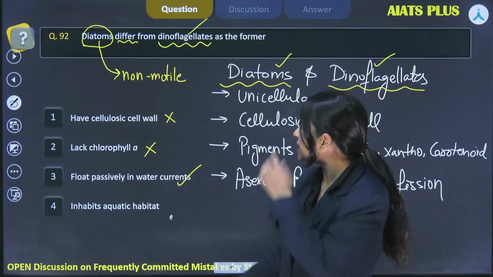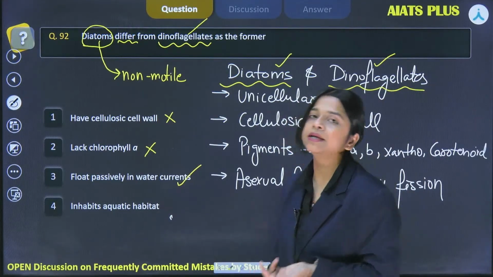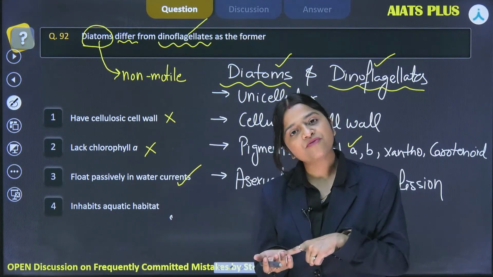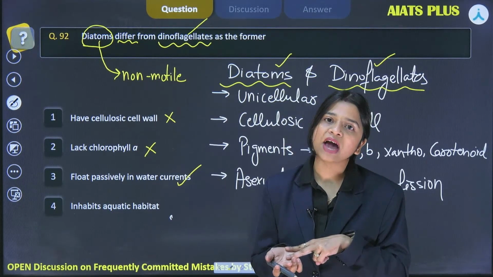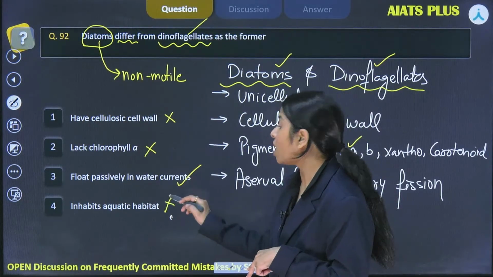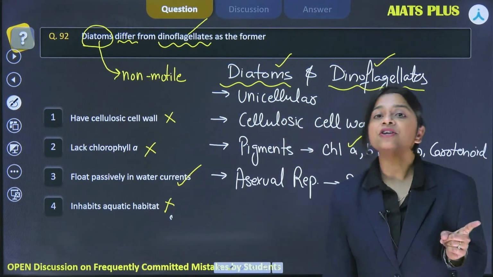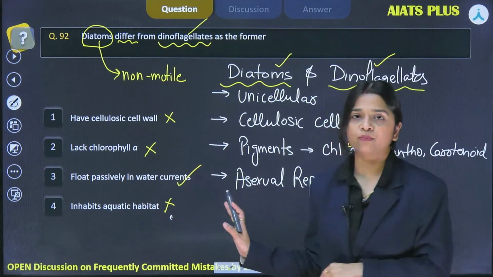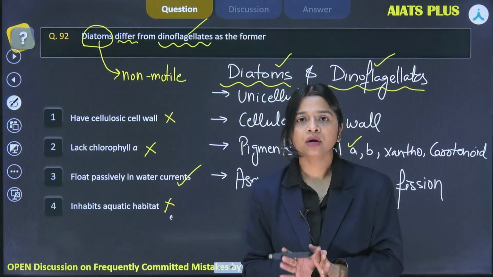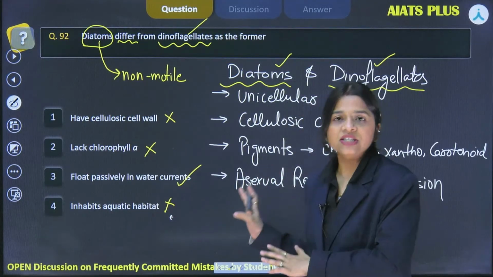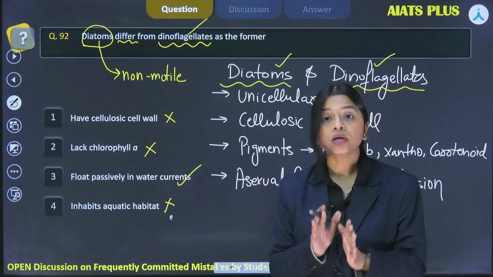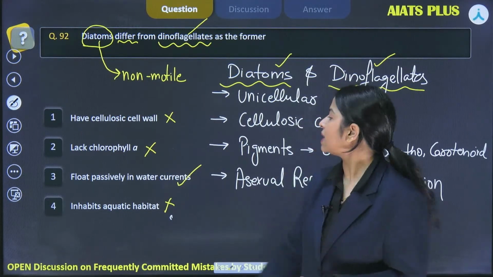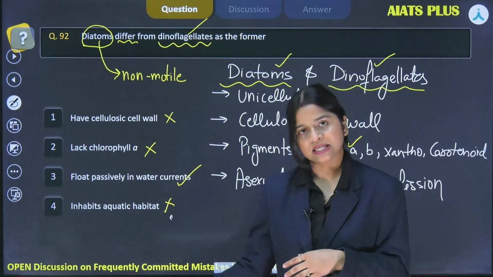And the fourth option is inhabits aquatic habitat. Obviously, both are found in aquatic habitat. They can be found in fresh water, they can be found in marine environment also. So both of them are aquatic, so it is also not a differentiating feature. So the correct answer for the given question is our third option. I hope this much is clear with you, right? Whenever such questions are asked, always focus first on the common characteristics, okay? Then you will automatically come to know which one falls for the different.